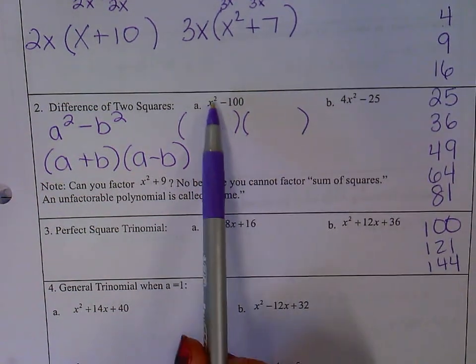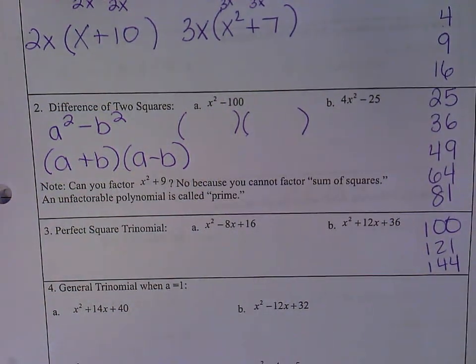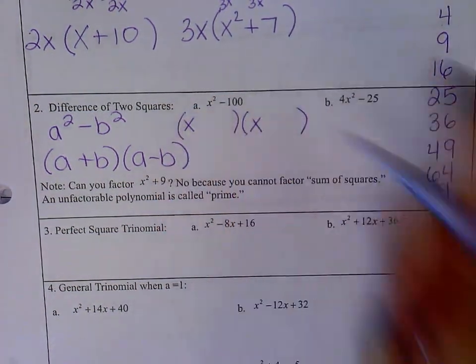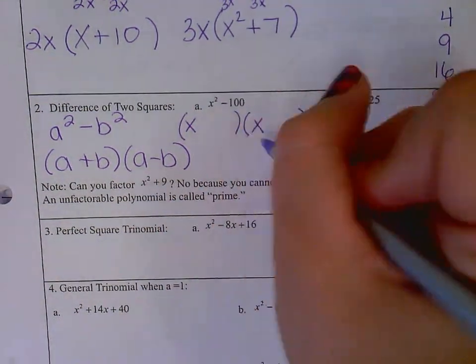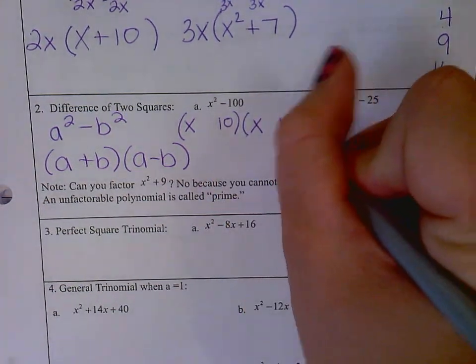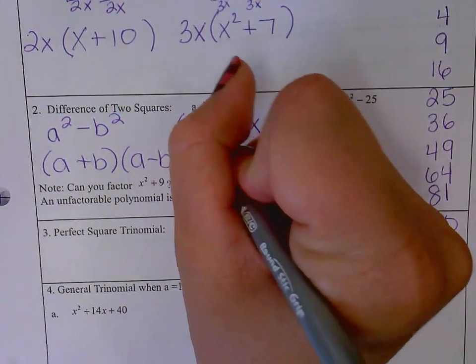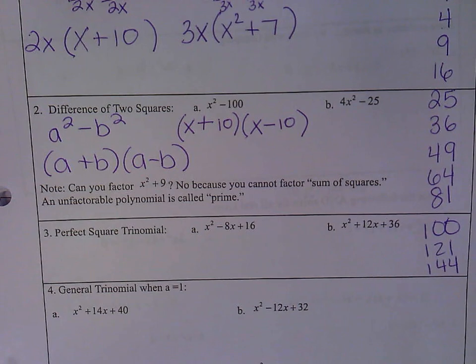So if I wanted to factor x squared minus 100, what I do is I write my 2 parentheses, and I just take the square root of each of those pieces. So x squared just becomes x times x, and 100 just becomes 10 times 10. That's it. I put 1 with a plus, and I put 1 with a minus, and it's already factored. 1 gets a plus, and 1 gets a minus. You can flip-flop them.